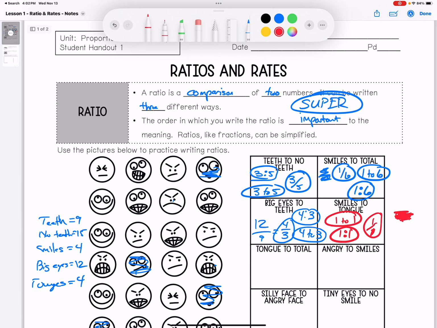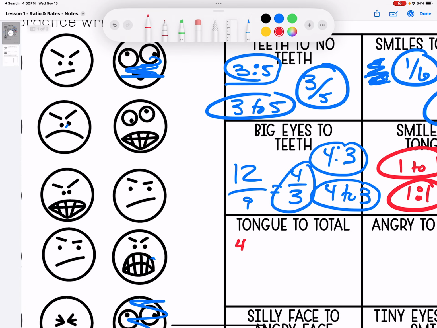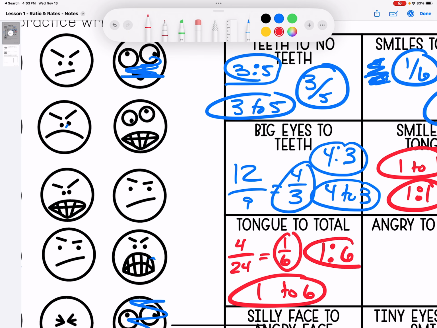All right, now let's go tongue to total. Well, we know there are 4 tongues. We know the total was 24 because we've already counted them. And we know that will simplify into 1/6. So 1/6, 1 colon 6, and 1 to 6. How do I know which number to put first? Well, which one does it ask for first? That's the one you put first.